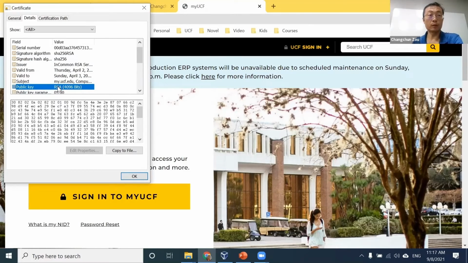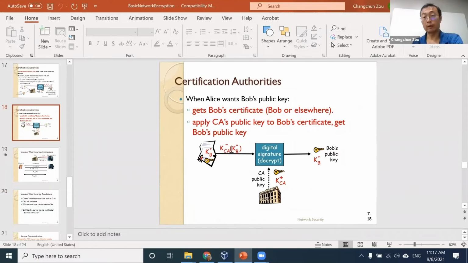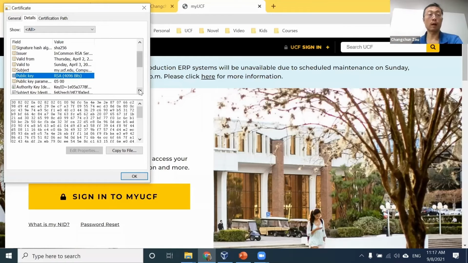So this shows the public key of the web server. Remember, as I said, the certificate is the server's public key encrypted by the certificate authority. So the main thing in the digital certificate is the server's public key. Here you can see the server's public key has a key length of 4096 bits, and the public key cryptography is using the RSA algorithm. I will not introduce the details. There are several different public key cryptography algorithms.